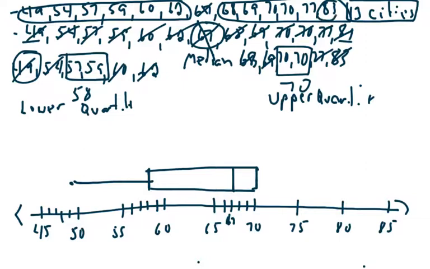Maximum is the biggest number. I look for the biggest number. It's 83: 81, 82, 83, 84. I go up to 83, I put a dot, and I draw a line and connect it. This is my box and whisker, okay?